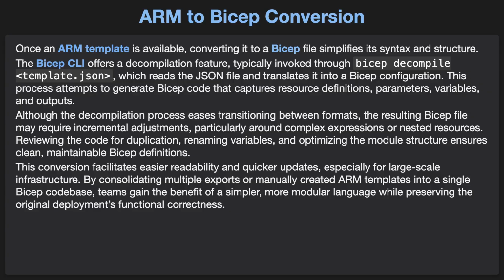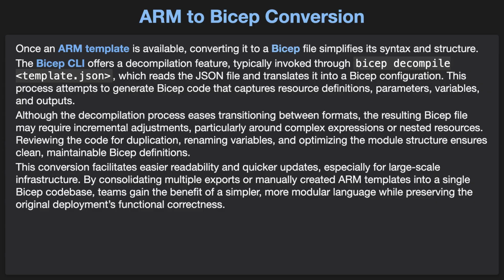Once an ARM template is available, converting it to a Bicep file simplifies its syntax and structure. The Bicep CLI offers a decompilation feature, typically invoked through bicep decompile template.json, which reads the JSON file and translates it into a Bicep configuration. This process attempts to generate Bicep code that captures resource definitions, parameters, variables, and outputs. Although the decompilation process eases transitioning between formats, the resulting Bicep file may require incremental adjustments, particularly around complex expressions or nested resources.